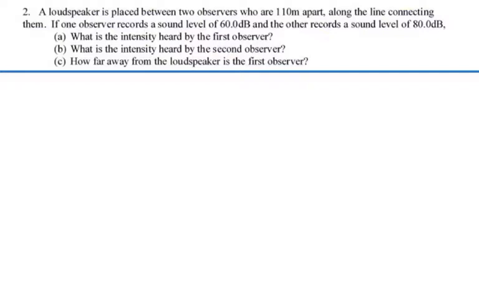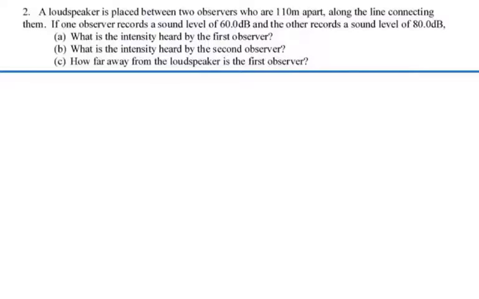Here's sample test problem number 2. A loudspeaker is placed between two observers who are 110 meters apart along the line connecting them. If one observer records a sound level of 60 decibels and the other records a sound level of 80 decibels, what is the intensity heard by the first observer?